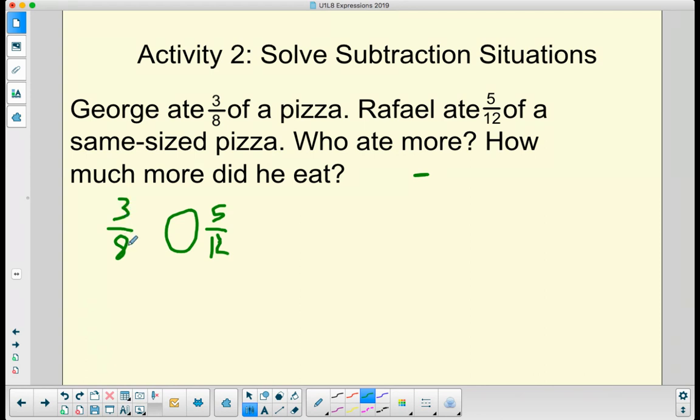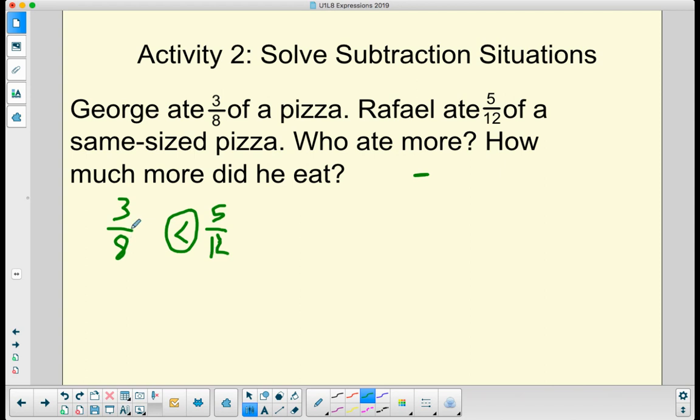3/8 I know is a little less than half. Half of 8 is 4. It's 1/8 less than half. 5/12 is less than half also. Half of 12 is 6. So this is 1/12 less. 12 is a larger number, so more pieces mean smaller pieces. So 5/12 is closer to a half. And 3/8 is further less than a half because it's a whole eighth less. So I know that 3/8 is less than 5/12.